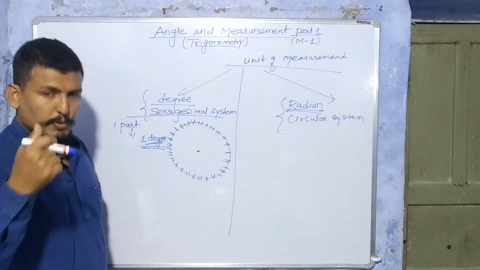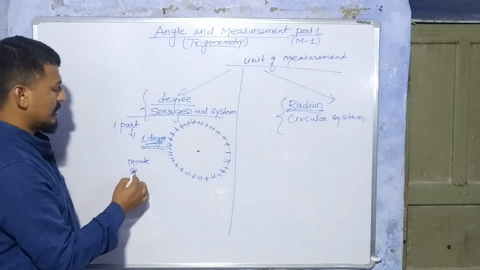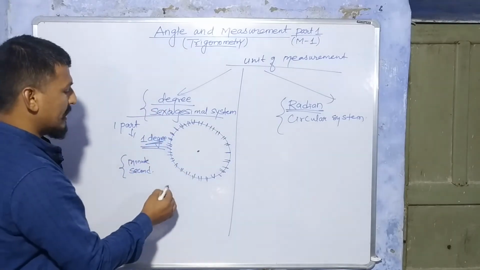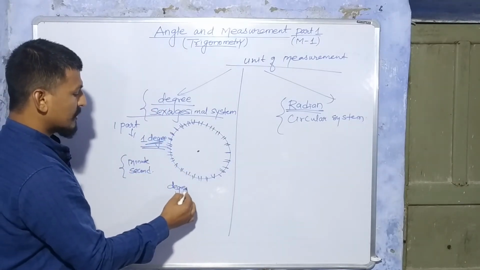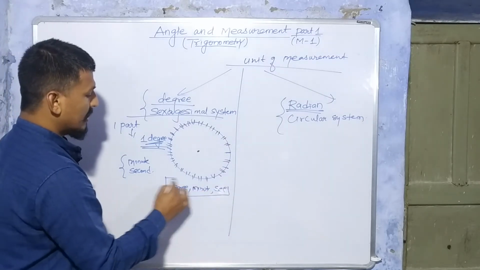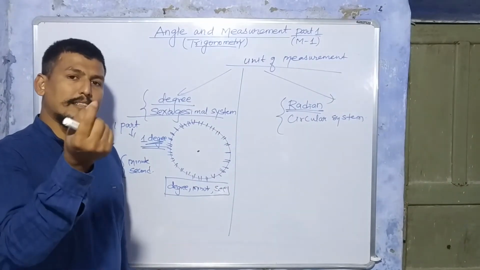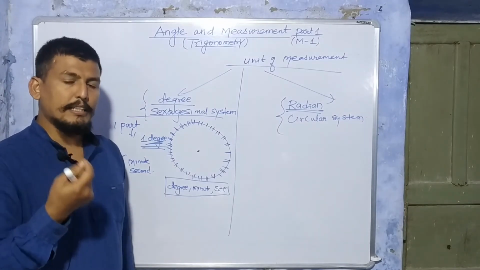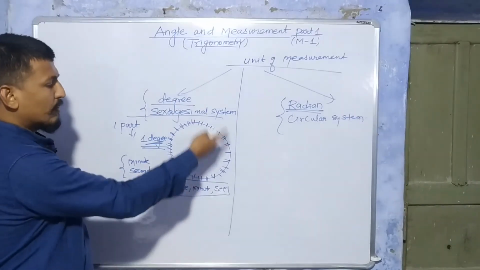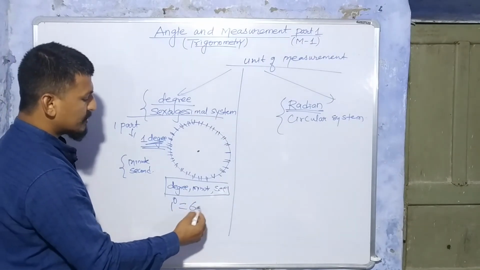Now degree is further divided into smaller units. So one unit is minute, and another smaller unit is second. So in degree measurement we have degree, minute, second, right? Just like in a clock system we have hour, minute and second. 1 hour is equal to 60 minutes and 1 minute is equal to 60 seconds. In the same way, 1 part is equivalent to 1 degree and 1 degree is equivalent to 60 minutes.